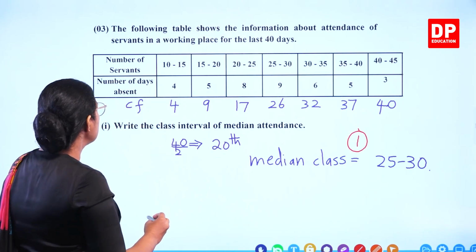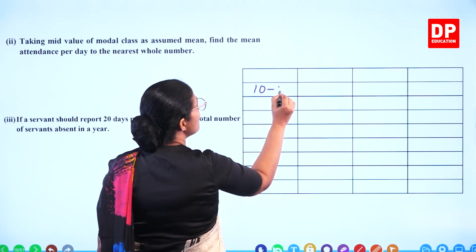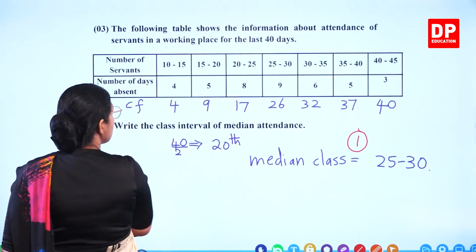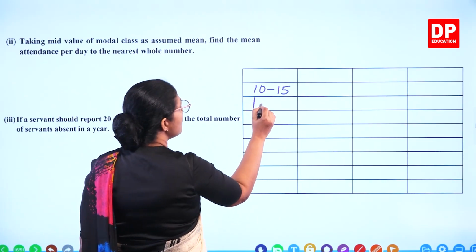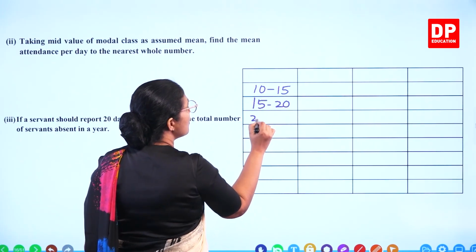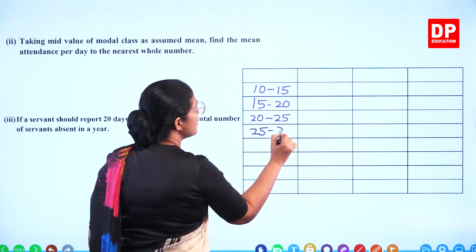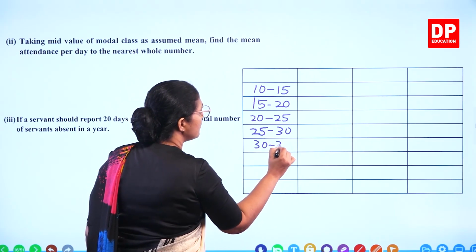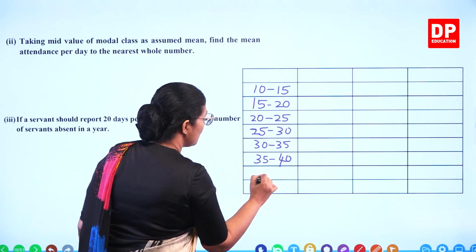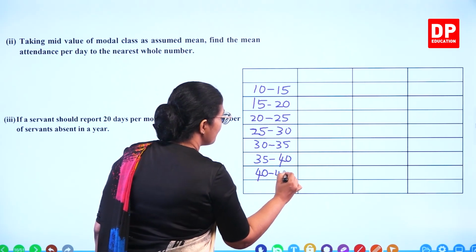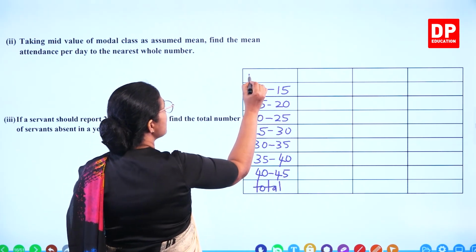So let's do that. The intervals are 10 to 15, 15 to 20, 20 to 25, 25 to 30, 30 to 35, 35 to 40, 40 to 45, and then the total. And these are the intervals.